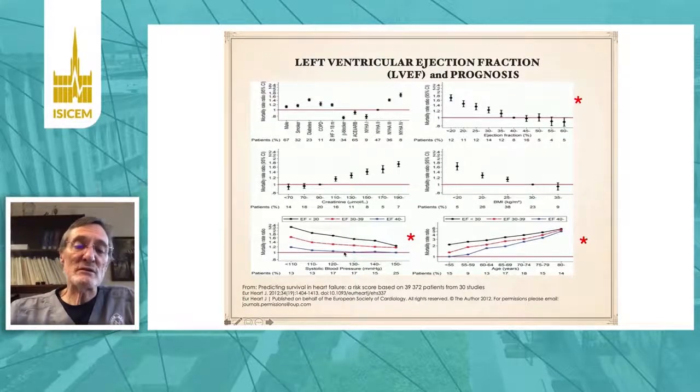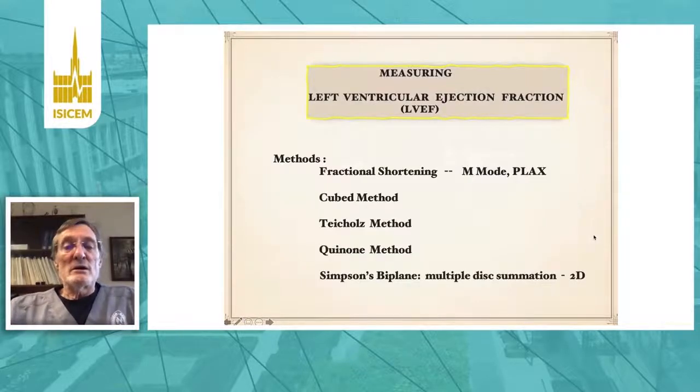These are just to say that these changes in ejection fraction, for example, here's the ejection fraction less than 30%, the red line 30 to 39%, ejection fraction greater than 40%, even if you take into account factors such as blood pressure, as shown in this bottom left-hand graph, or over here, looking at your age, the lower your ejection fraction, the higher the mortality. So if the left ventricular ejection fraction is so important, how can we measure it?